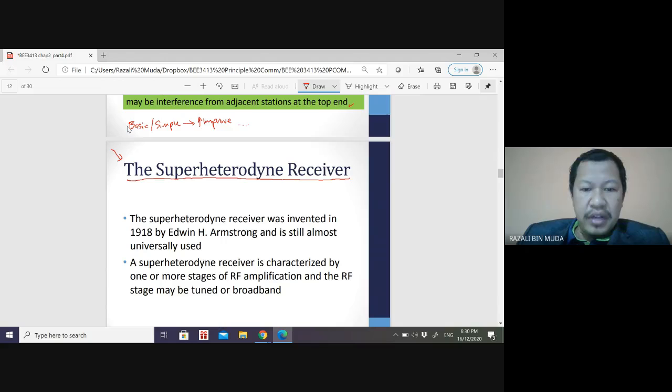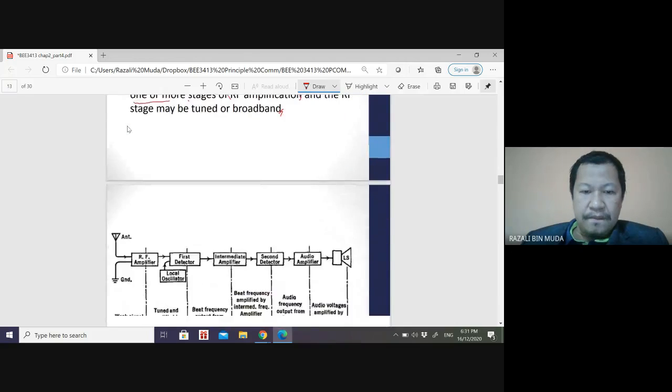Okay, so the superheterodyne receiver was invented in 1918 by E.H. Armstrong and is still used almost universally at the moment. Okay, a superheterodyne receiver is characterized by one or more stages of RF amplification, and the RF stage may be tuned or broadband.